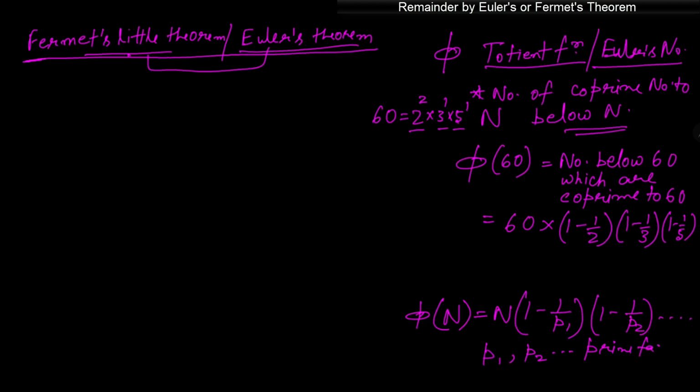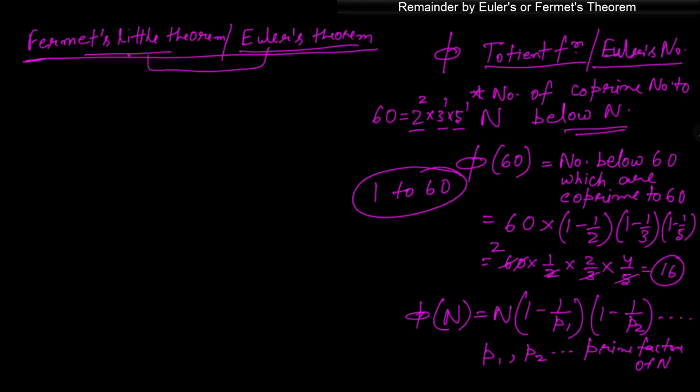I hope it is very clear. For example, in case of 60, if you simplify, you get 60 into 1 by 2 into 2 by 3 into 4 by 5. So 2 5s are 10, cancel. 3 cancel 6, 2 times 2 is 4, 4 4s are 16. So from 1 to 60, there are 16 numbers which have no common factor with 60. This is the totient function.